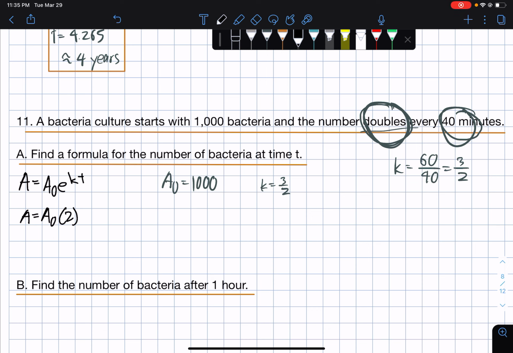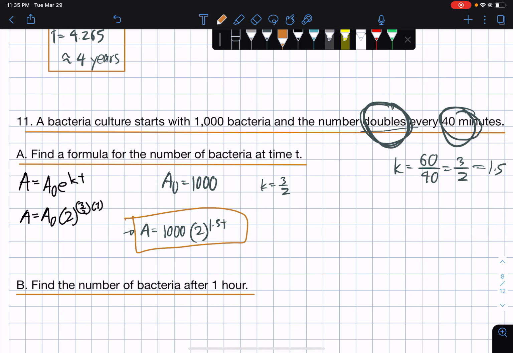For k, it's basically 3 over 2 times t. So that's it for the formula. We don't have a final value for A, but we do have the initial amount, which is 1,000, then times 2 raised to 3 over 2, which is basically 1.5 in other words. So raised to 1.5 times t. This is our formula.